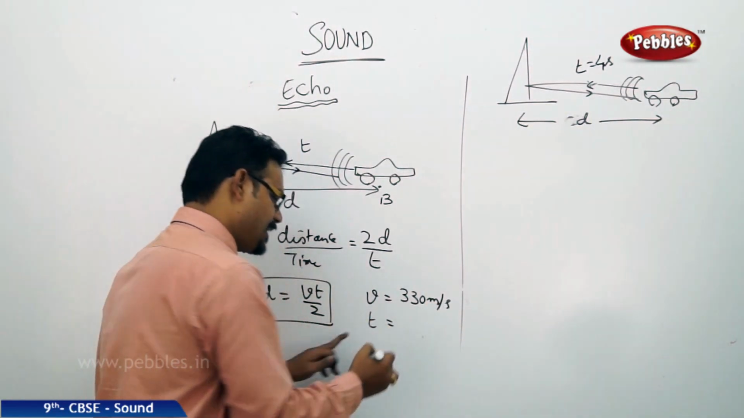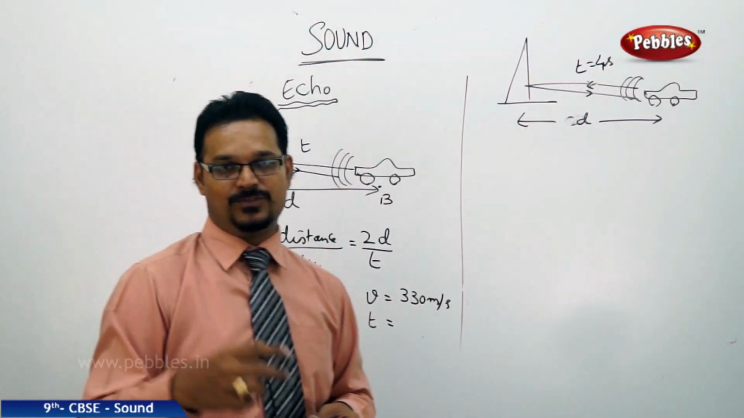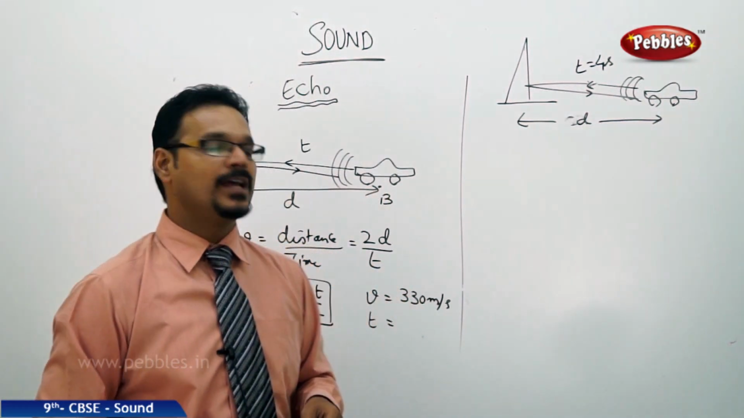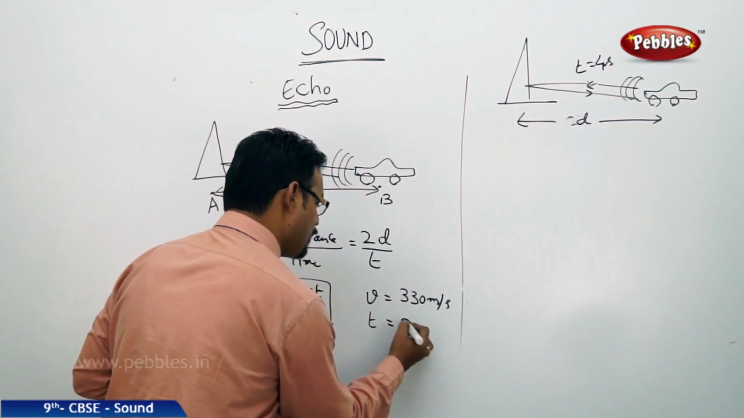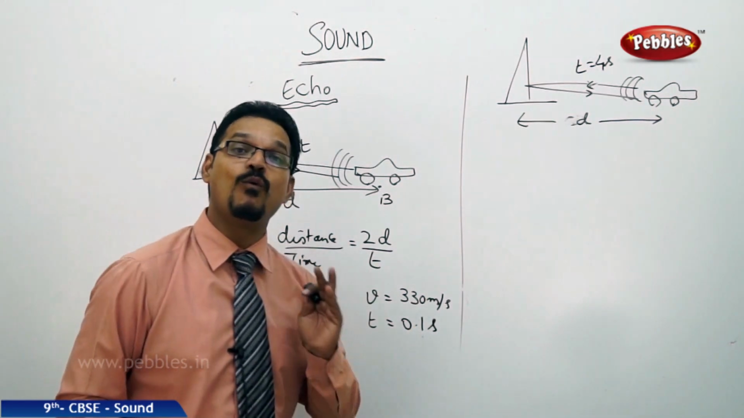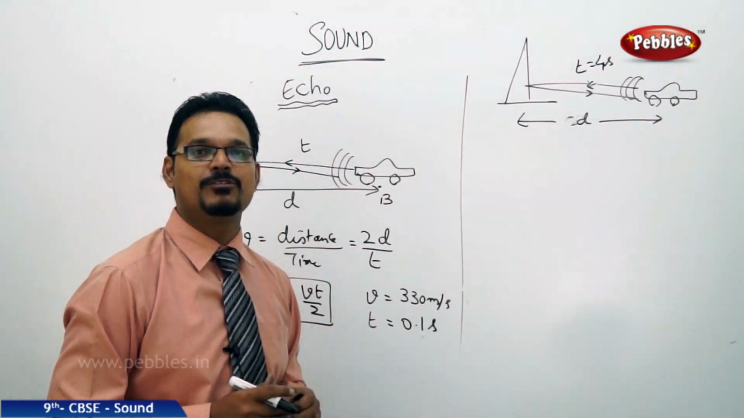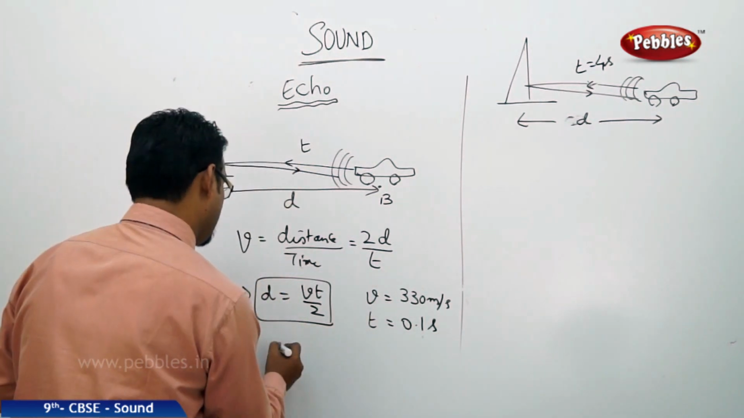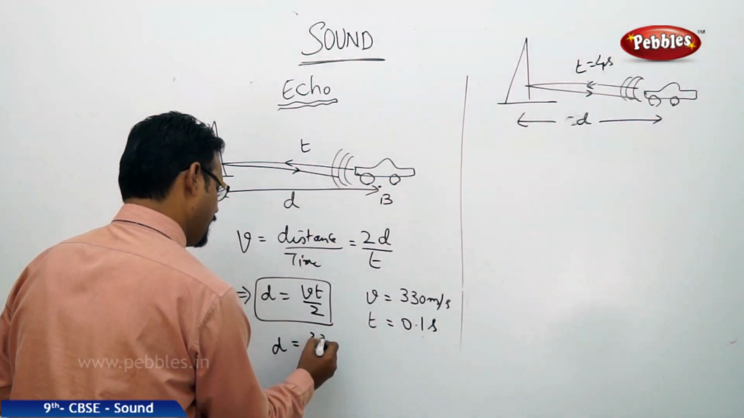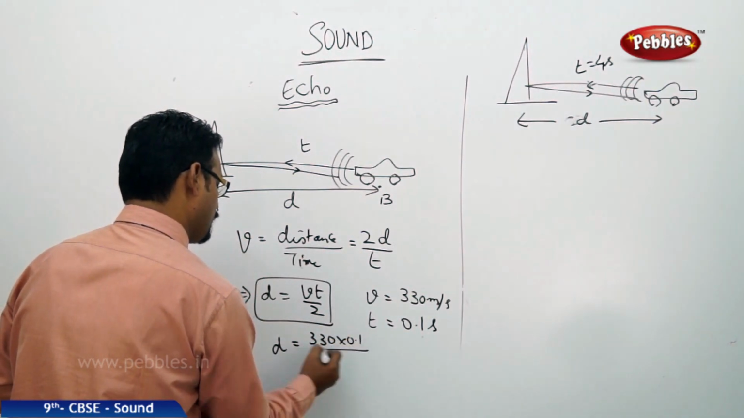Time. This time is experimentally found. The scientists have done experiments, and they found that the minimum time for producing an echo is 0.1 second. Then d equals 330 into 0.1 by 2.